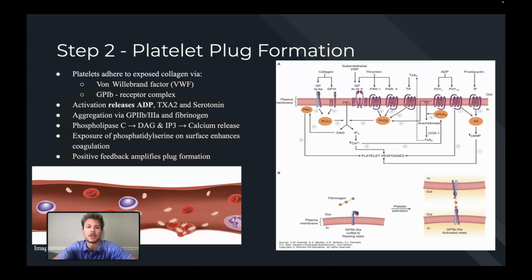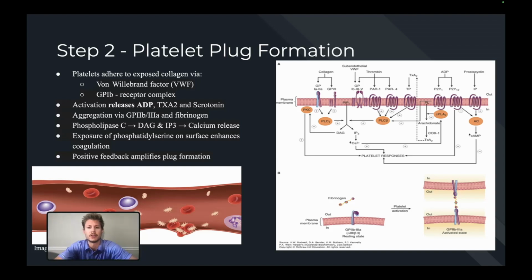The second step in hemostasis is the formation of a platelet plug. Platelets adhere to exposed collagen via von Willebrand factor and GP1B receptors. This triggers a cascade of intracellular signaling. You can see the complexity of this in the image on the right. Phospholipase C is activated, IP3 causes calcium release, and platelets change shape, exposing phosphatidylserine, which provides a procoagulant surface.